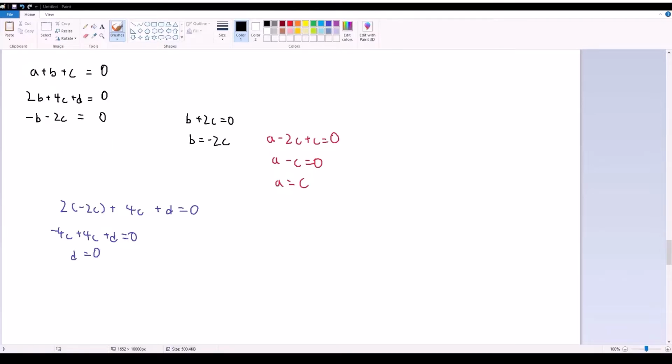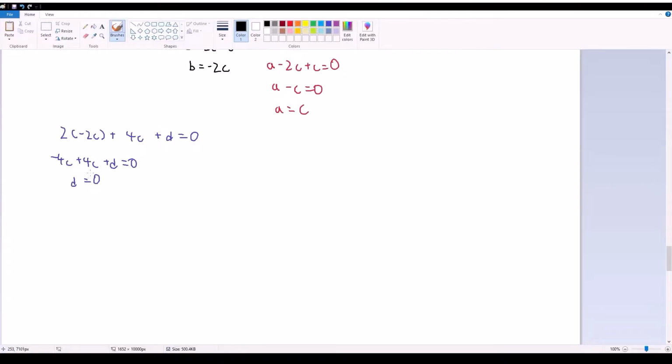Okay, so at this point, now that we have these 3 equations, let's write them out fully. So we have A is equal to C, B is equal to negative 2C, D is equal to 0, and C is just equal to any free variable. So obviously, like before, the simplest system we can have is that C is just equal to 0. Because if C is equal to 0, then all these terms equal 0.